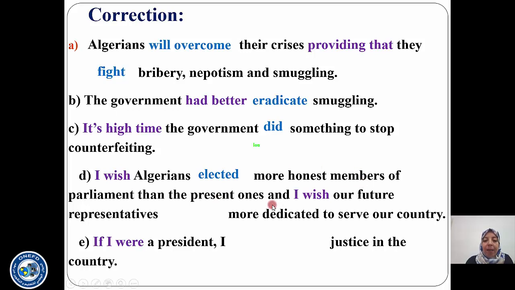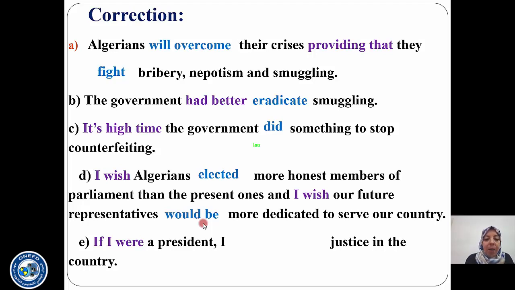Okay? And in the second part, I wish our future representatives, you see, there is another indicator here. So now I'm not regretting, I'm just wishing, I'm desiring something about the future. So what tense should we use here? It is a conditional present or the conditional simple. Okay, our future representative would be more dedicated to serve our country.